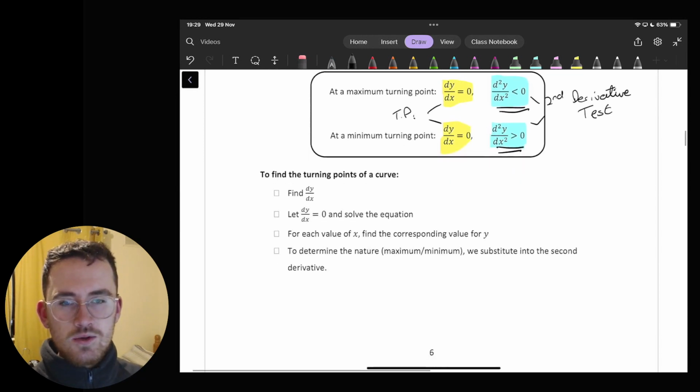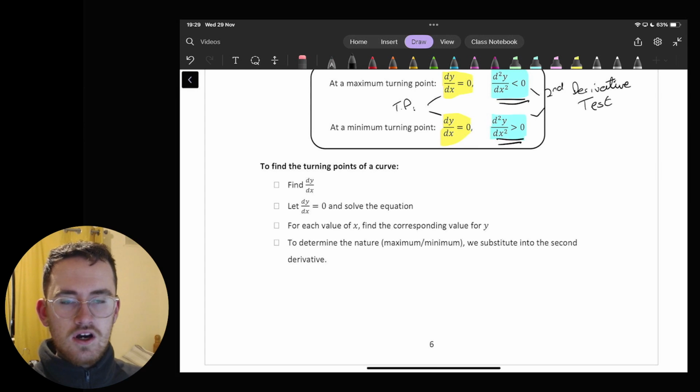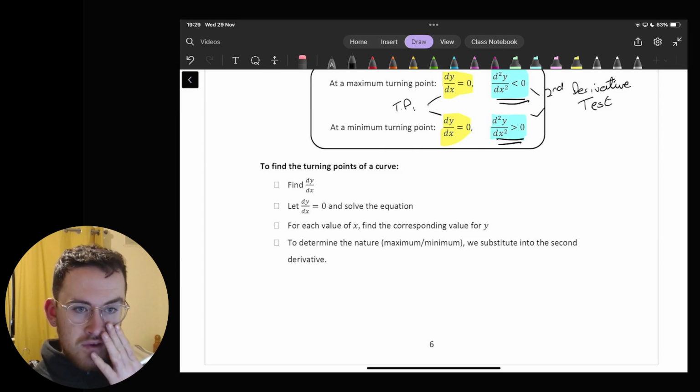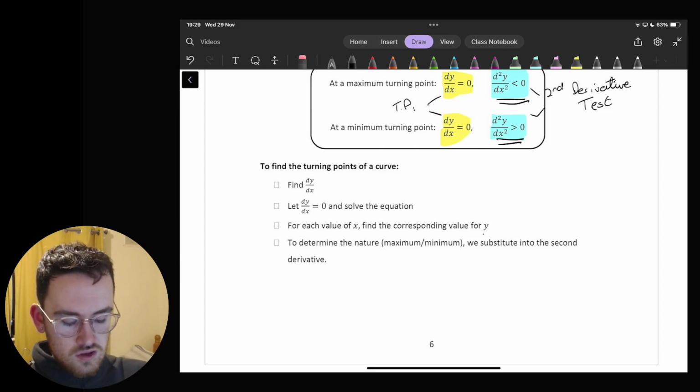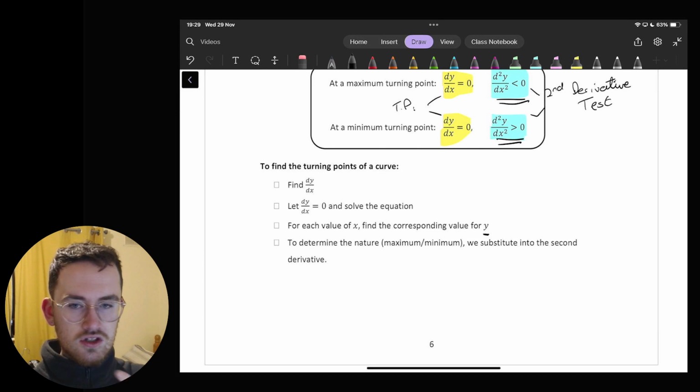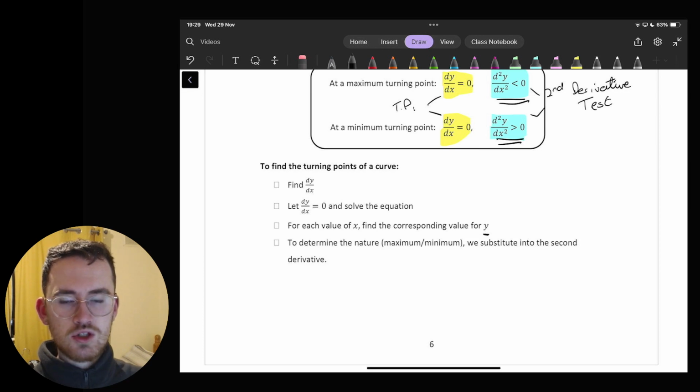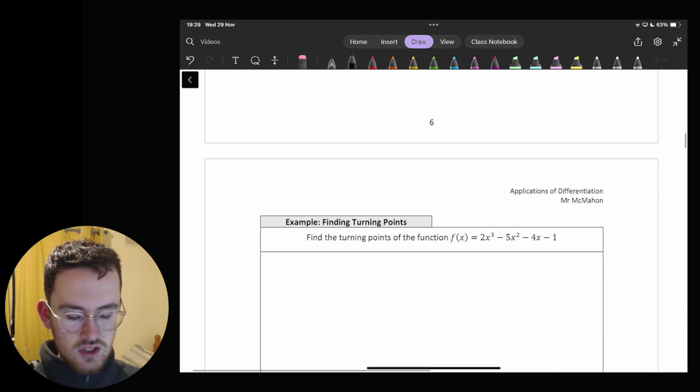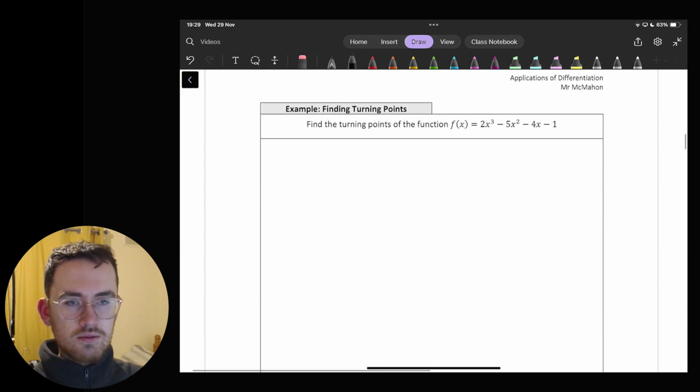So the steps we're following here to find the turning points are to find the derivative, let the derivative equal 0, and solve the equation that we get. For each value of x, find the corresponding value of y. So remembering that if we're getting a turning point, it should have an x and a y part. And then we determine the nature of the turning point, so whether it's a maximum or a minimum. So we substitute into the second derivative to do that. So here, find the turning points of this function.